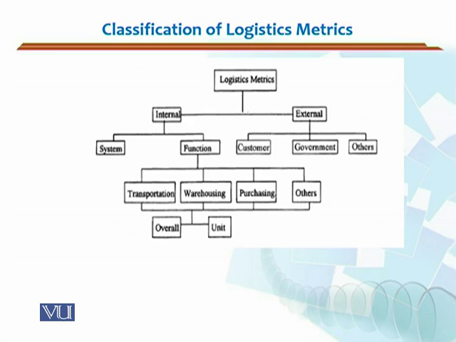Whereas external metrics get the measurement or the feedback from the customers, government, and other institutions which are linked with that organization. So, students, now we know that logistic metrics can be broadly classified as internal metrics or external metrics. In our coming sessions, we will be looking at these two types of broader metrics in detail.